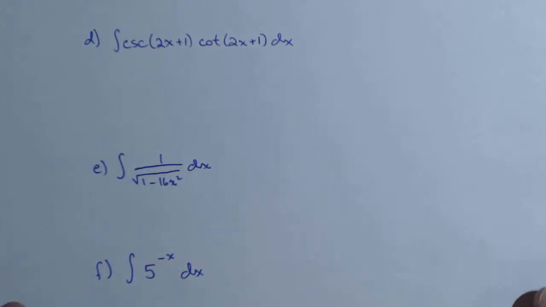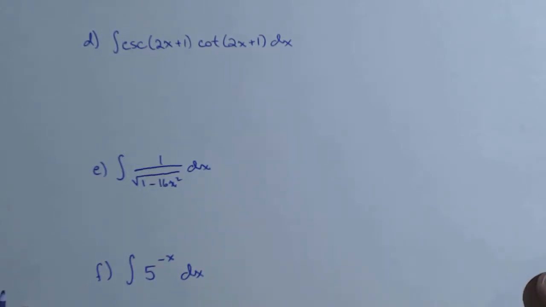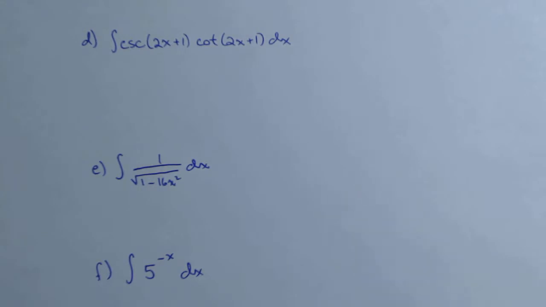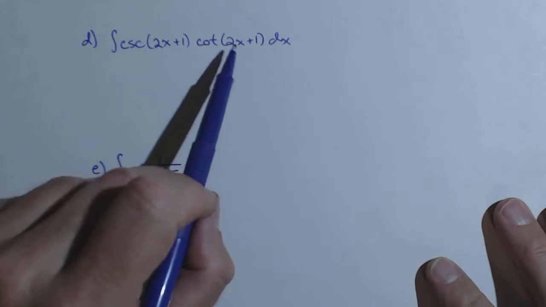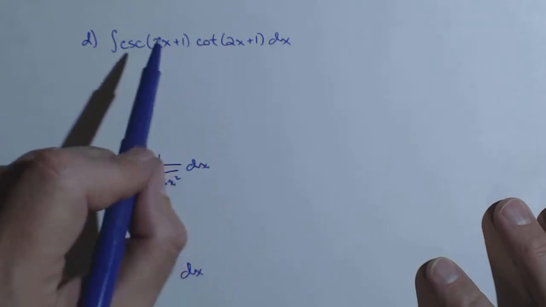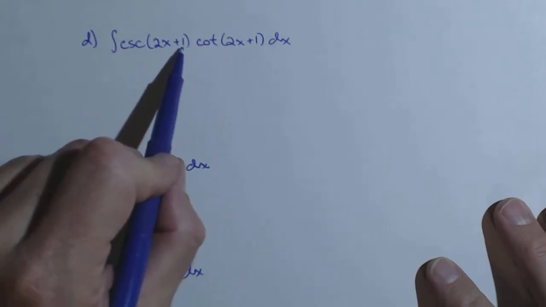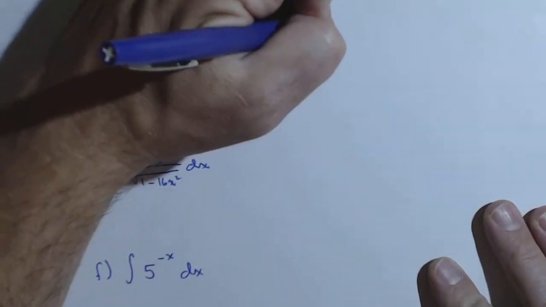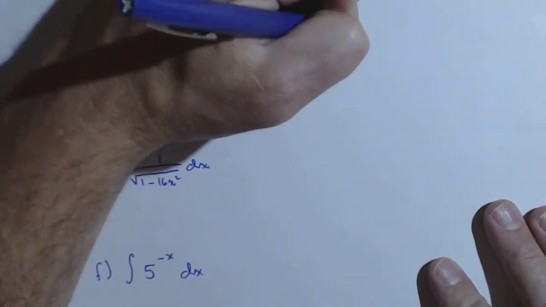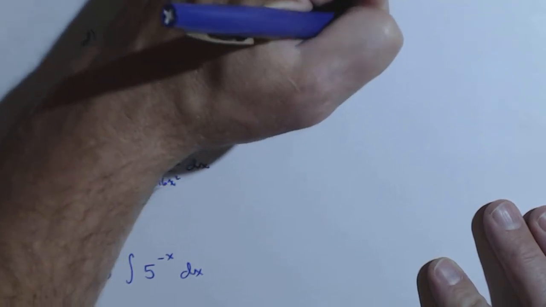In this video, I'm going to do a few examples of doing antiderivatives with u substitution. So if we're looking at D here, I've got cosecant of 2x plus 1, cotangent of 2x plus 1. What I notice in this one is that cosecant and cotangent have the same argument. So I'm going to start off with trying that out as my u. So u equals 2x plus 1.